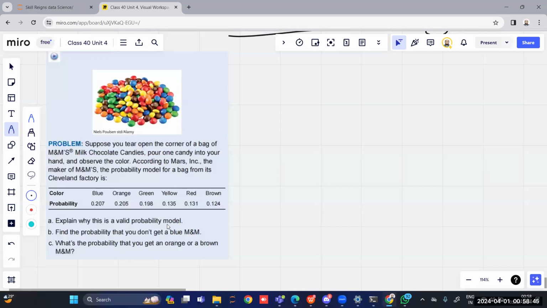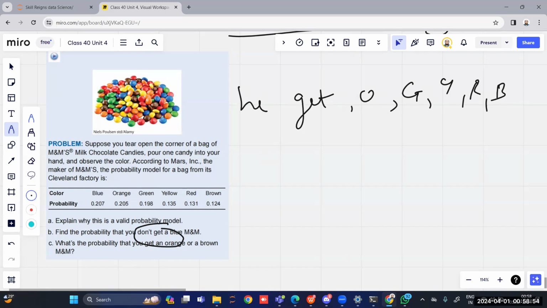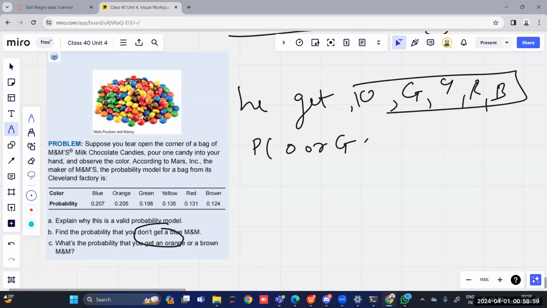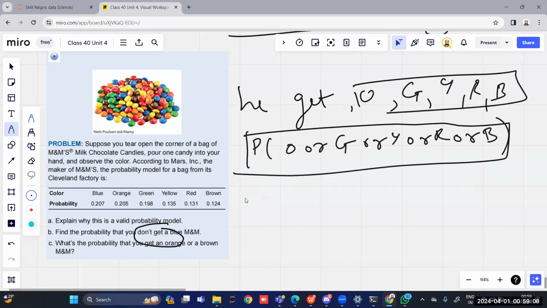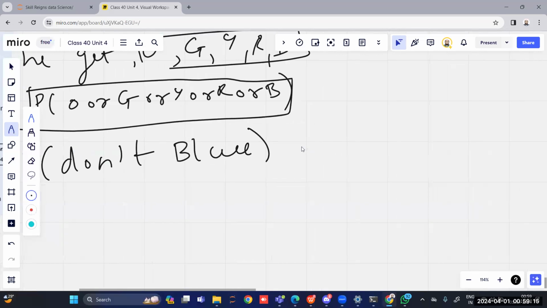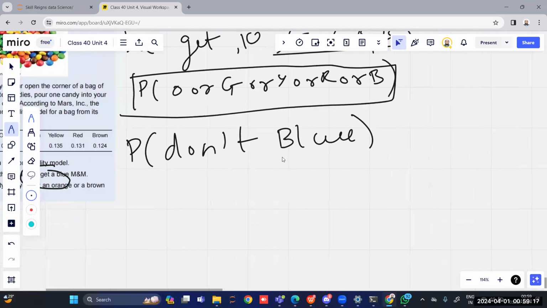So what he's telling is, don't get a blue. Don't get a blue means he gets orange, green, yellow, red, and brown. He can get all of these. So what we can do is find the probability of orange or green or yellow or red or brown. Yes or no? But doing such a tedious task, what will we do? We have to find the probability of not blue. How will I find it? 1 minus, using the complement rule.